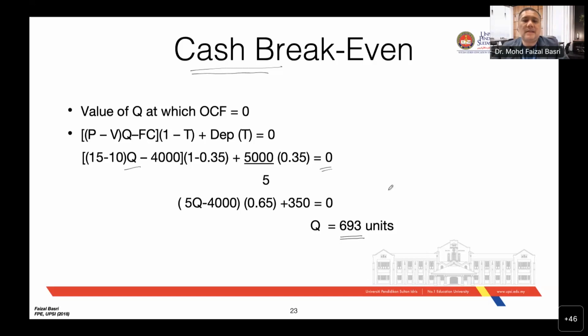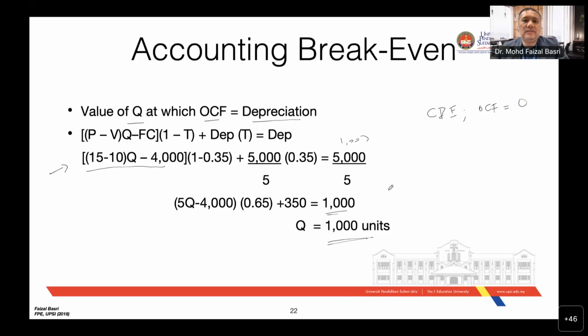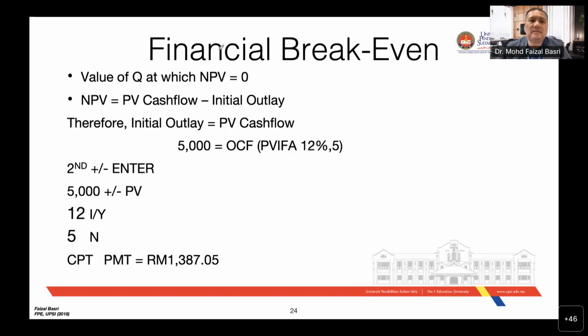Right? And the third one is financial break-even. And remember, financial break-even is where the quantity will achieve you the NPV equals zero. Okay, the value of Q at which the NPV equals zero. And I mentioned earlier, to find financial break-even, there are going to be two steps. First, to find the OCF. This is basically OCF, the payments.